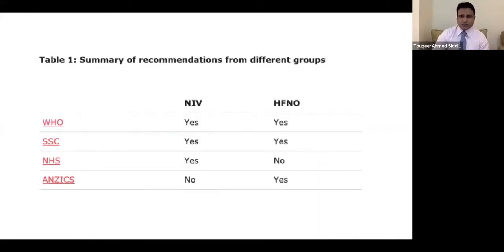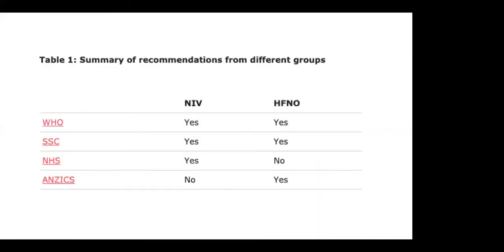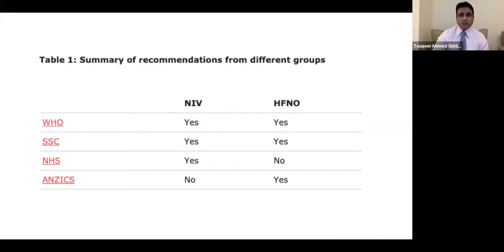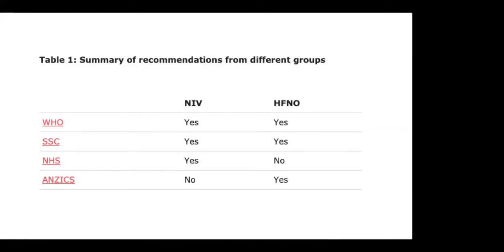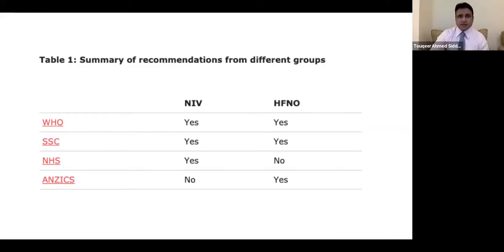Now, organizations advise on the use of high flow nasal oxygen, as it's called. The UK NHS doesn't recommend it because of the risk of infection. WHO and the Society of Medicine and the Australia and New Zealand Society, they recommend it.